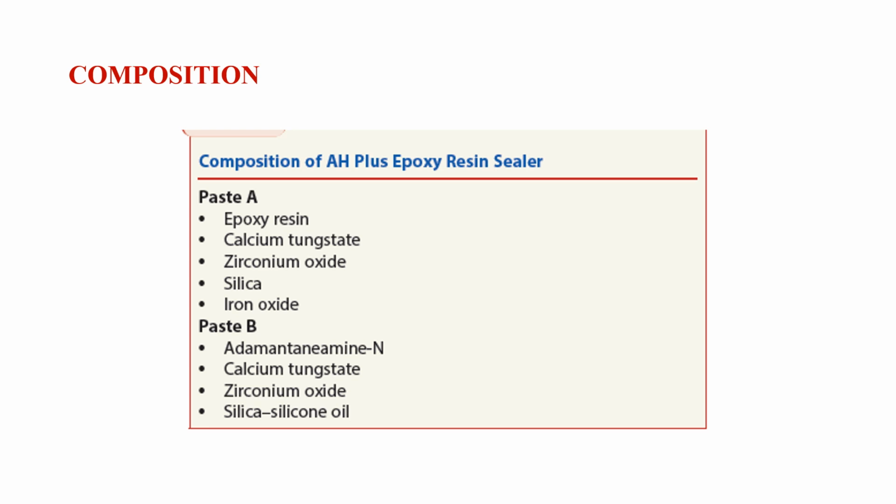So we have a two paste system, paste A and paste B. Paste A consists of epoxy resin, calcium tungstate, zirconium oxide, silica and iron oxide, whereas paste B consists of adamantane amine, calcium tungstate, zirconium oxide and silicone oil.